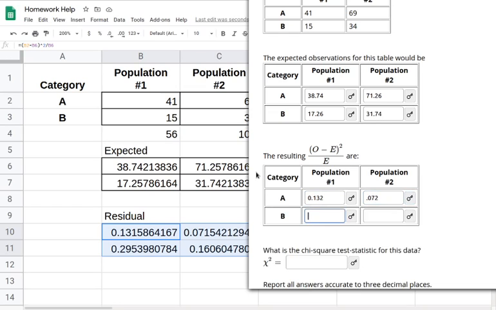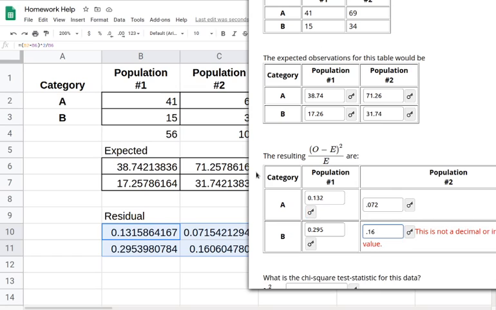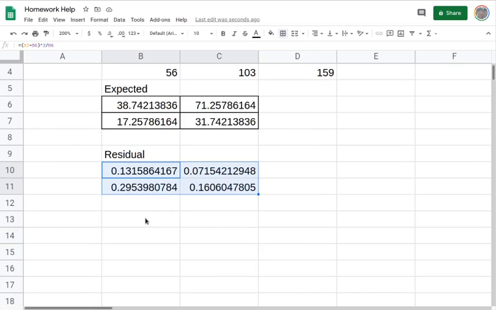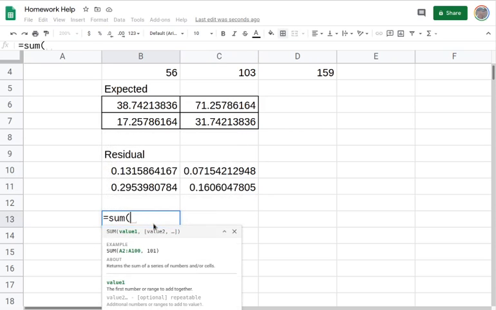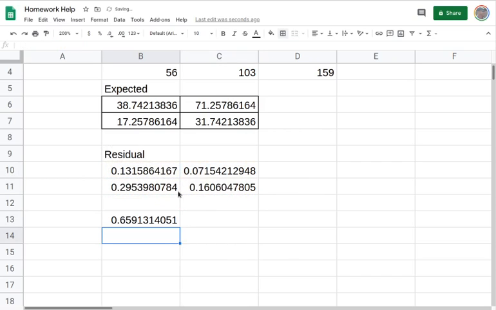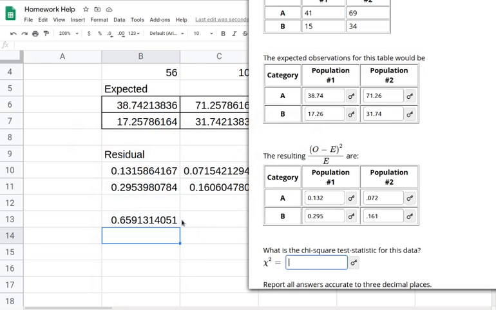132.072. 0.295 and 0.16. Well, it really complains when I don't put a leading 0 in there. And then finally, it's asking for the chi-square test statistic. That is the sum of that final table. Sum of all those values. So I use the sum formula, and it gives me 0.6591.